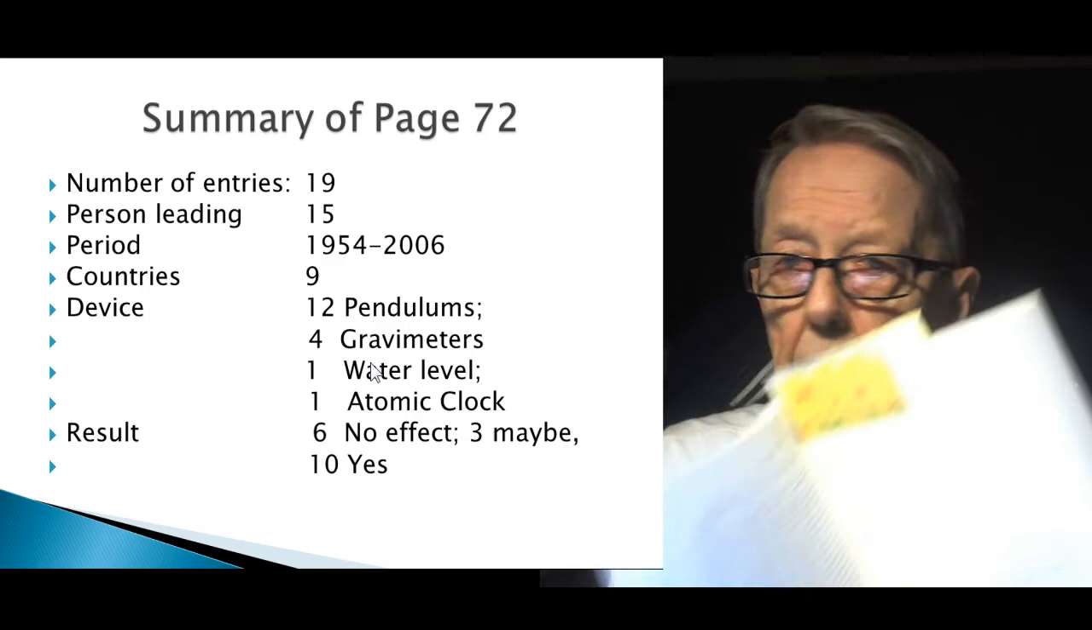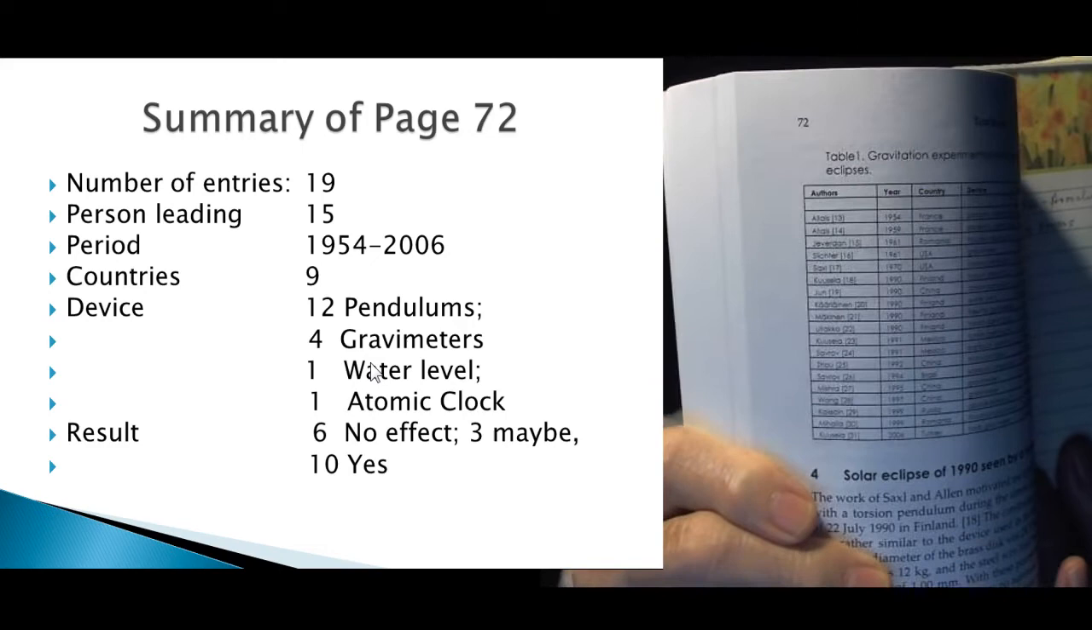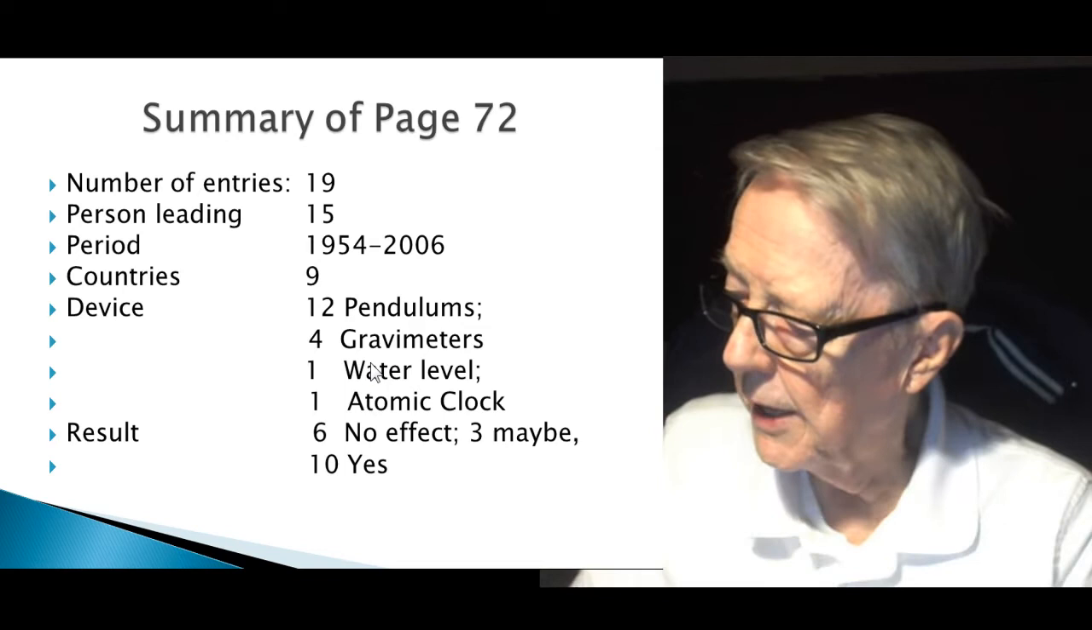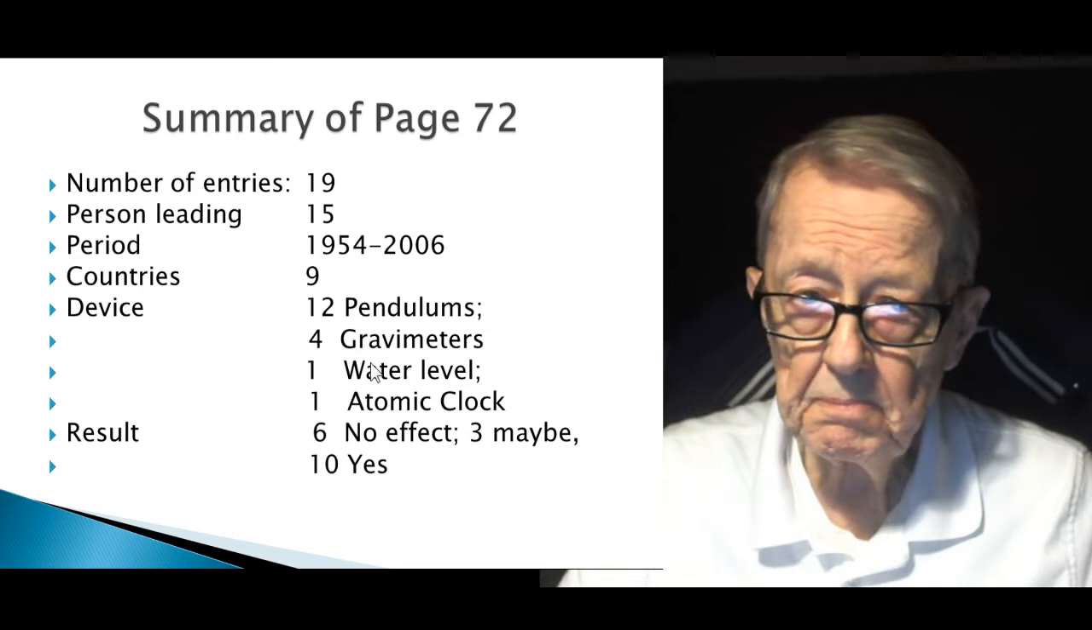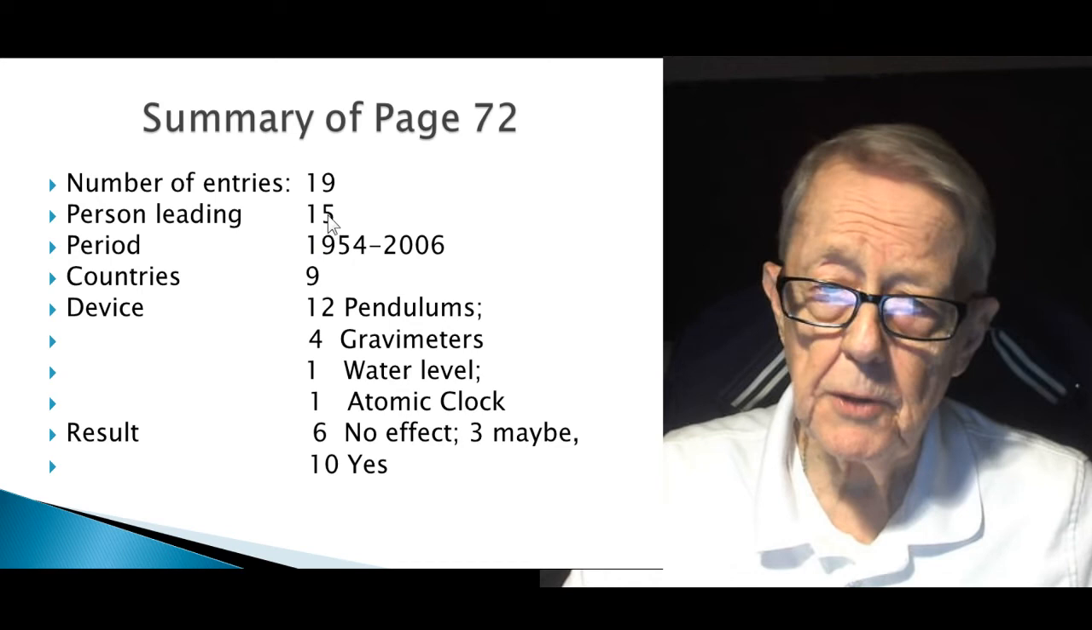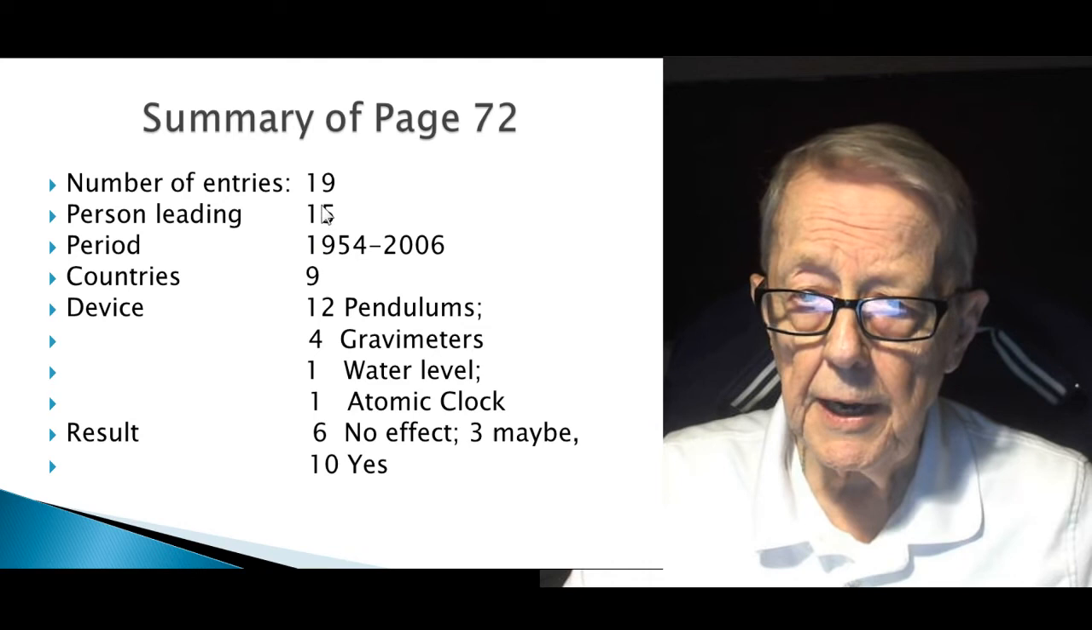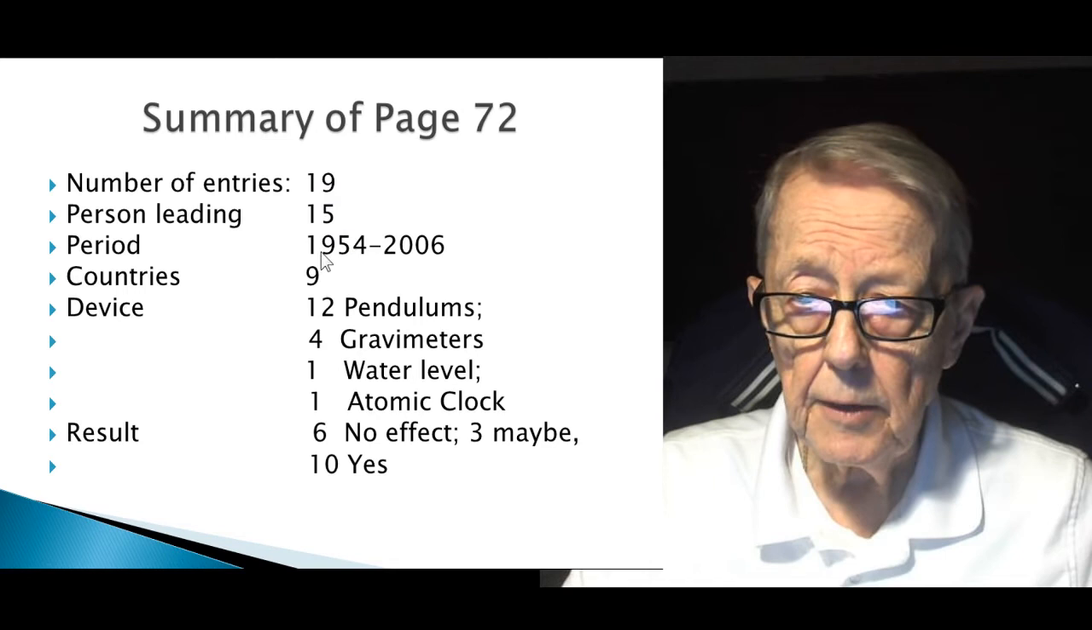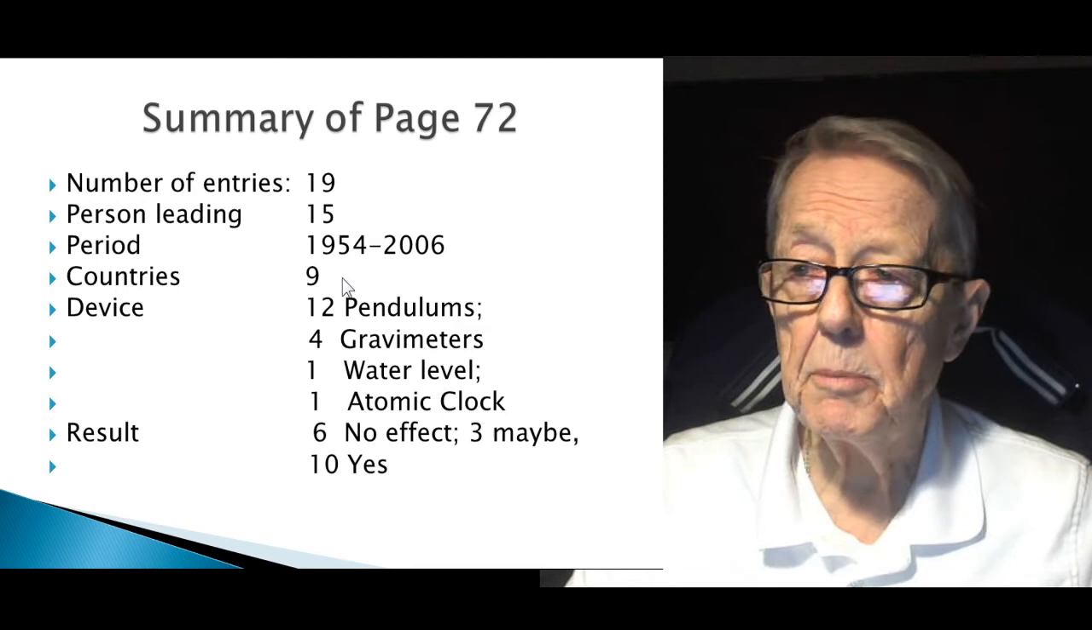There's a chart, and there are 19 entries in this chart, meaning there are 19 examples of people who did serious experiments during an eclipse. There is a person leading the group, and there are 15 different groups, although I'm not sure even that the groups are the same makeup. Obviously, Allais is two of these, and Wang is one of these 19. These experiments happened between 1954 and 2006. They happened in 9 different countries, and they used different devices.